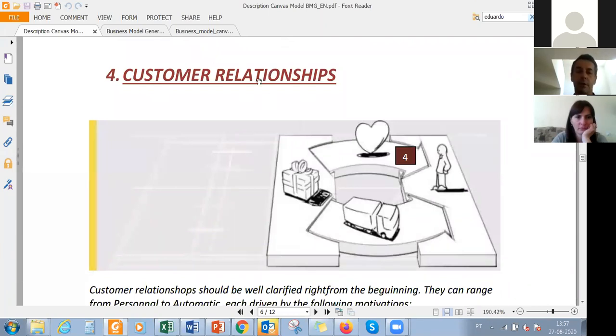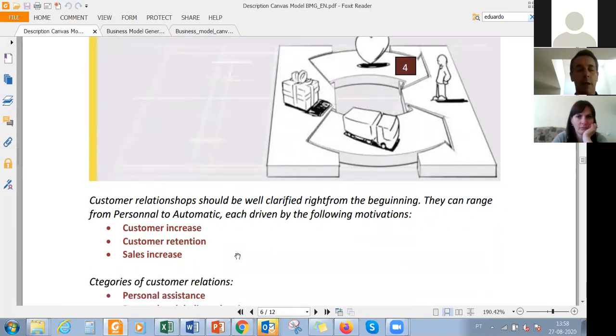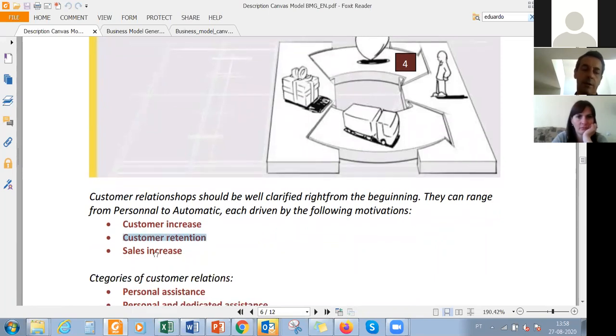Then customer relationship. How will we manage the relation with our customers, so we will be able to get more customers buying our product or service, and have our clients well satisfied, so they could recommend others to look at and buy our product. So the motivations for this building block are to increase customers, to retain customers, and to increase the sales, of course.